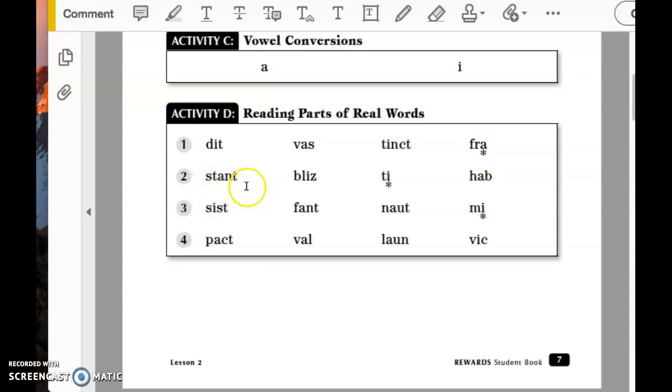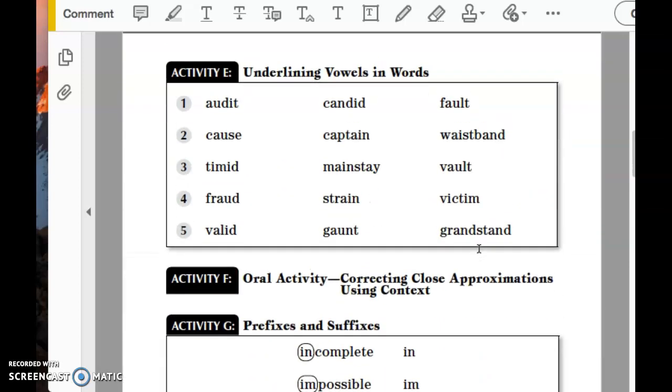Stant. Stant. Blizz. Bl is blizz. Tie. Asterisk, it says I. Tie. Hab. Cyst. Fant. Aunt. Aunt. My. Packed. Val. Lawn. Vict. Perfect. Now let's scroll down to activity E.